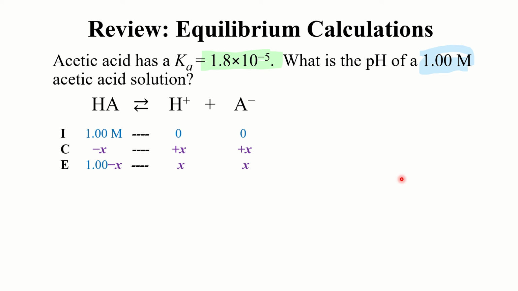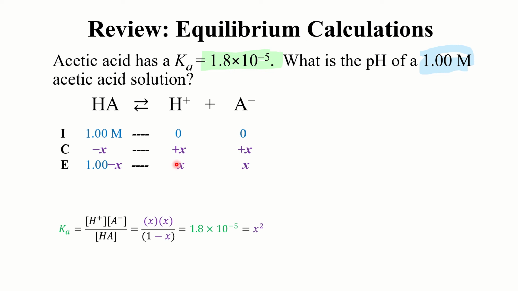What we do need to do here is set up an ICE table. So on these acid-base equilibrium calculations, if you're dealing with a weak acid or a weak base, because they partially dissociate, you will need to set up ICE tables. So we have 1 molar HA and we have 0 molar of the H plus and the A minus. Our changes are going to be minus x and plus x for both of these, giving us equilibrium concentrations of 1 minus x and then x and x for the H plus and A minus. Then we can set up our Ka expression. Ka equals H plus times A minus divided by HA.